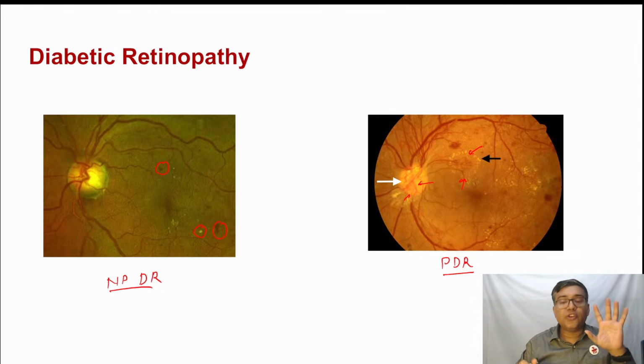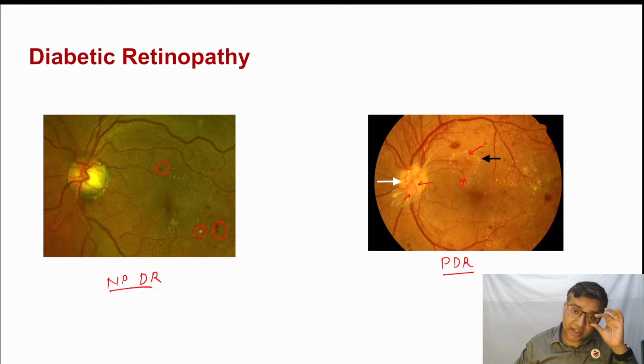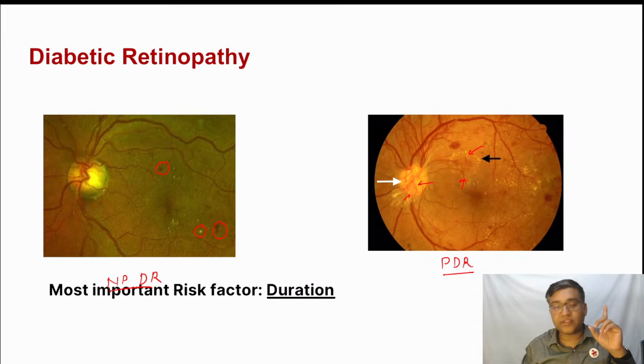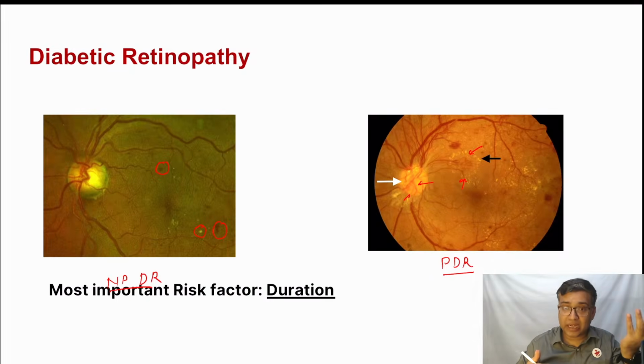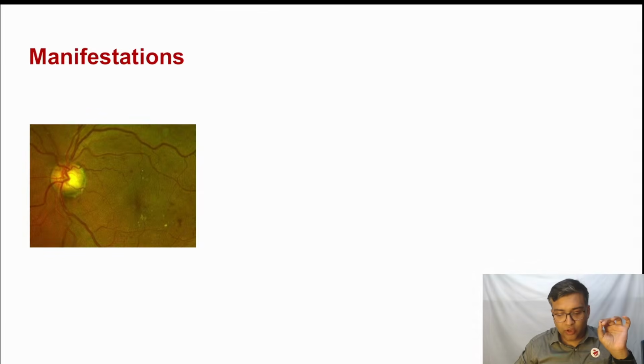And whenever you are being asked what is the most important risk factor, remember another question, what is the most important risk factor for diabetic retinopathy? The most important risk factor is the duration of diabetes. Okay, so the duration of diabetes, though all the factors, the control of diabetes, the hyperlipidemia, renal factors, all are important, but the most important one is the duration. Okay, so now we go to the various manifestations of the diabetic retinopathy.